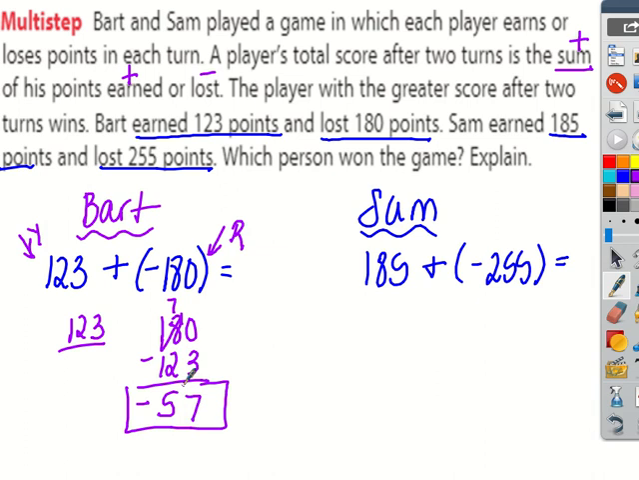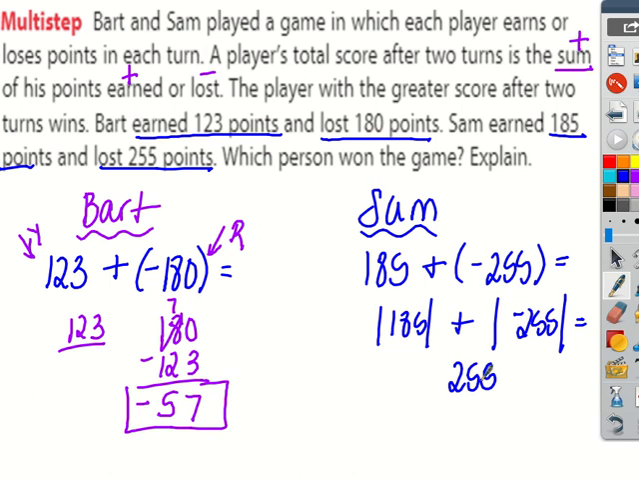Now let's see what Sam's score is. Sam, the absolute value of 185. And then we have the absolute value of negative 255. Sorry, I didn't mean to use a parenthesis end right there. So I'm going to take the absolute values and I'm going to subtract the lesser, which is the 185, from the greater, which is 255. Borrow here, and here I get 70. Again, I'm going to go back to chips. I have 185 yellows and I have 255 reds. Reds are bigger. So I have a negative 70.